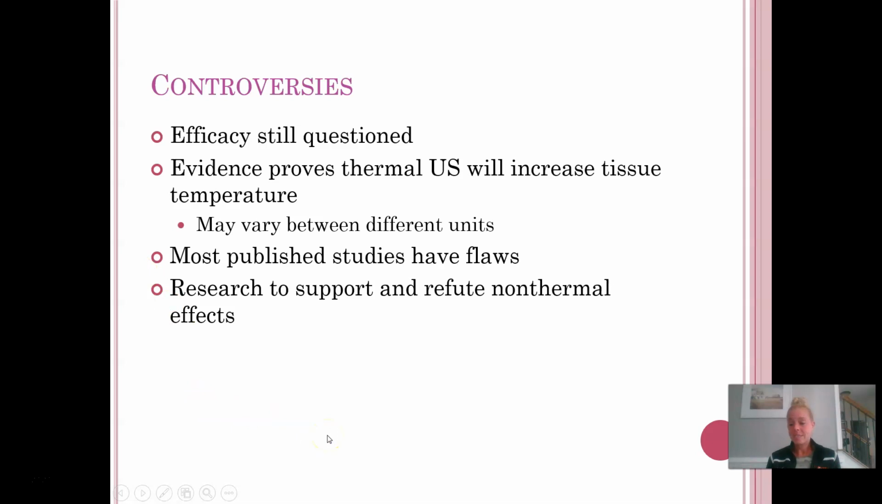Your book always ends with any controversies in treatment. With ultrasound, the efficacy is still questioned, meaning there's people out there who say ultrasound just doesn't work. There's some that say it does. It is somewhat questionable. There is irrefutable proof that ultrasound will increase tissue temperature. There's plenty of research out there that shows this does indeed happen. It may vary a little bit between units, or one machine to another, but ultrasound can certainly raise tissue temperature.